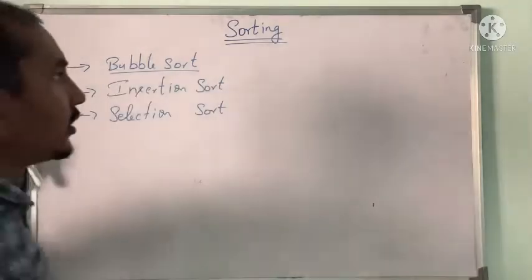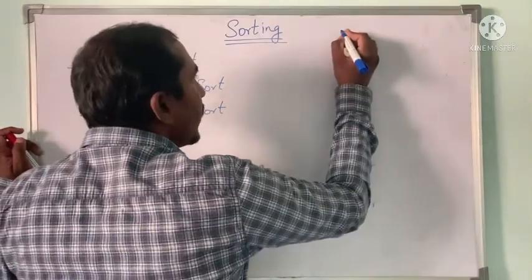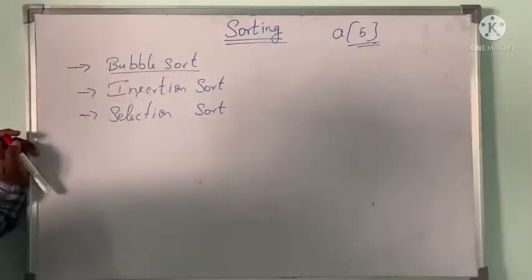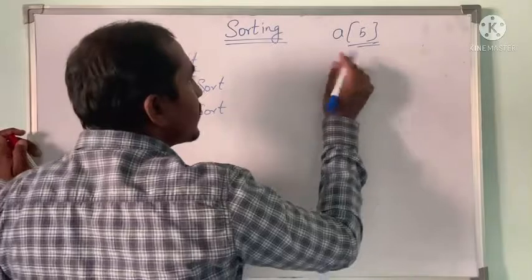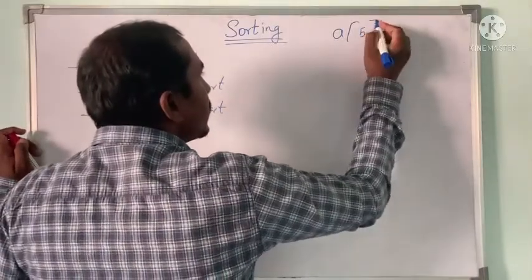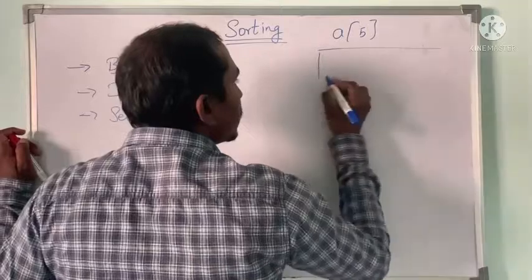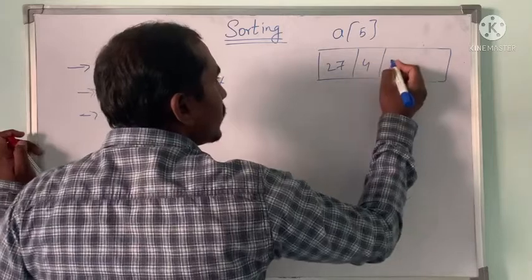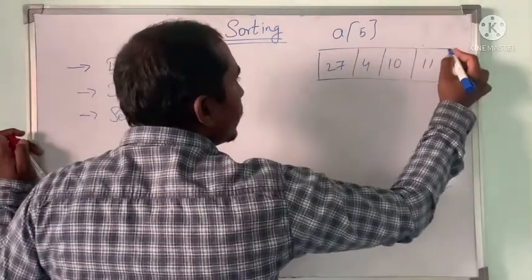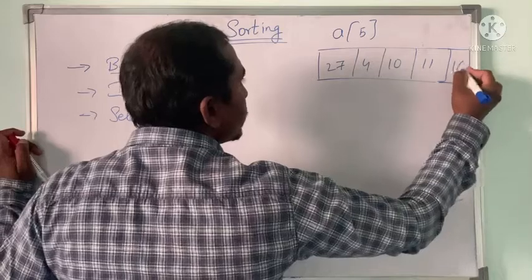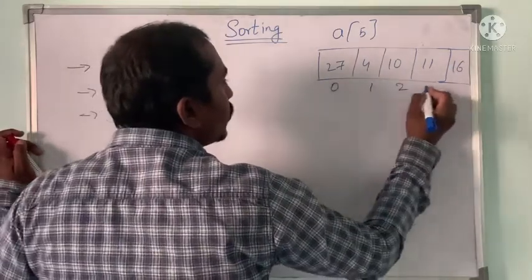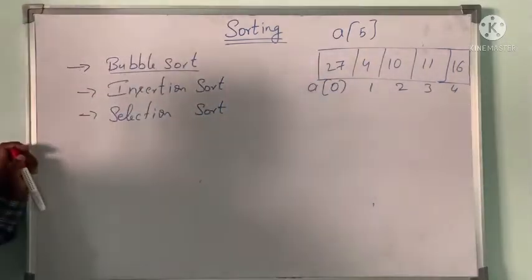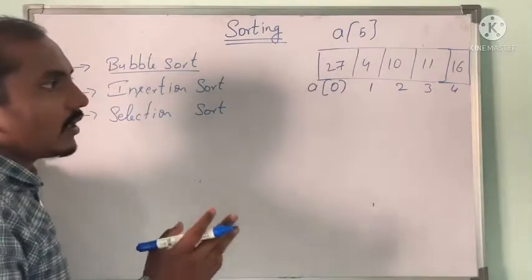So bubble sort. If I have some set of elements, say I'll consider A of 5. For all the examples, I'll consider I have 5 elements. Those 5 elements are something like this: I'll consider 27, 4, 10, 11 and 16, with indices 0, 1, 2, 3, 4. So A of 0, 1, 2, 3, 4. So 5 elements: 27, 4, 10, 11 and 16.